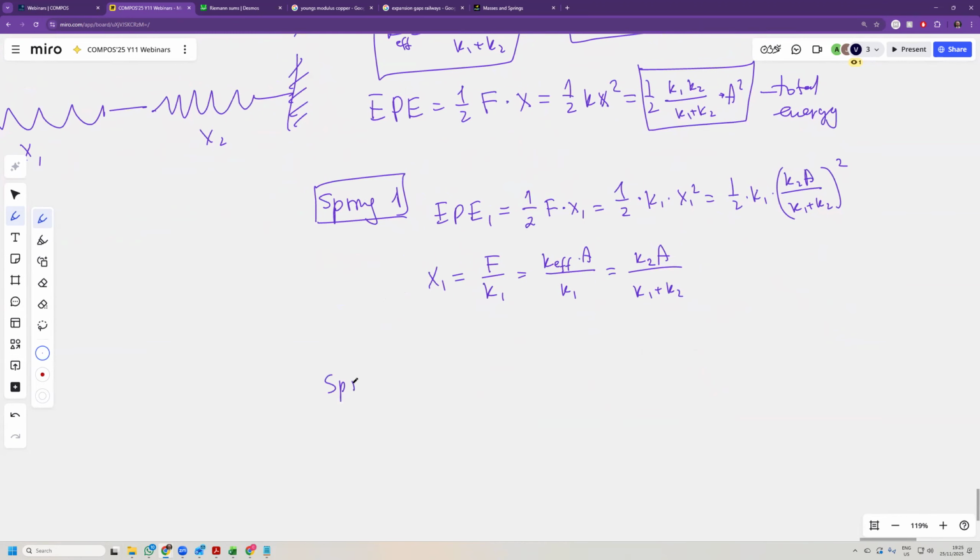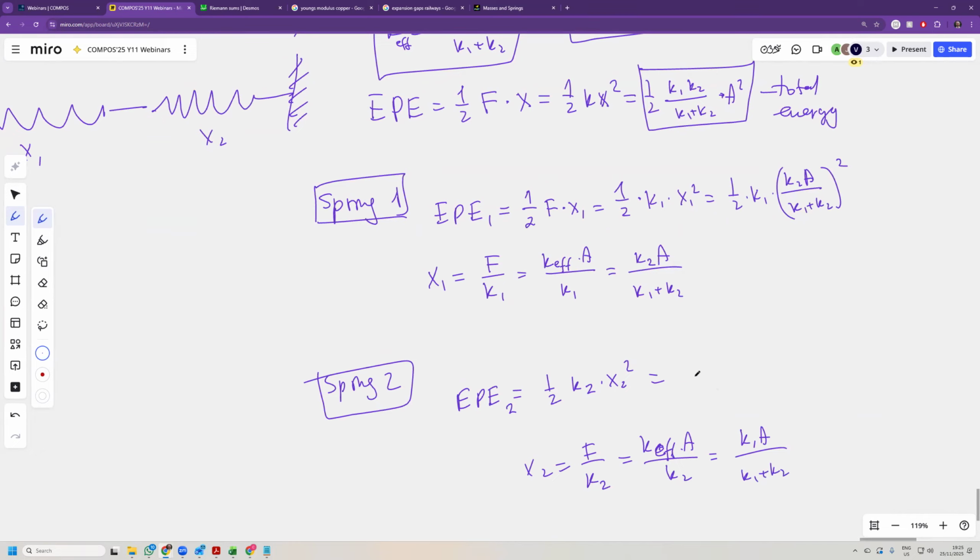And for spring 2, the elastic potential energy is going to be 1/2 K2 multiplied by X2 squared. And X2 is the force divided by K2, which is K effective times the amplitude divided by K2, which is K1A divided by K1 plus K2. And that's 1/2 multiplied by K2 multiplied by K1A divided by K1 plus K2, squared.